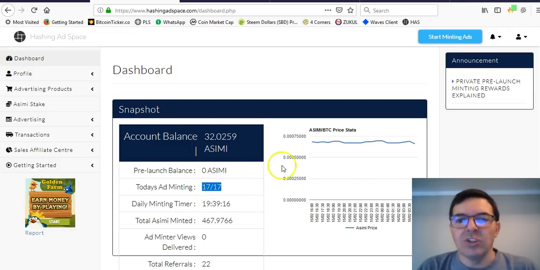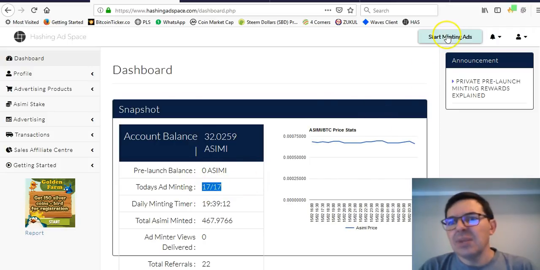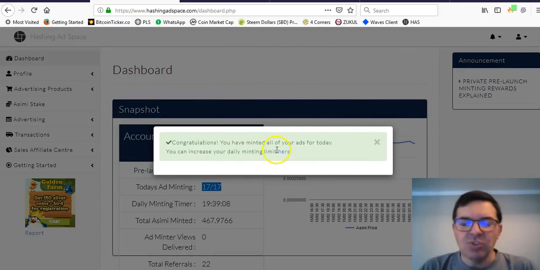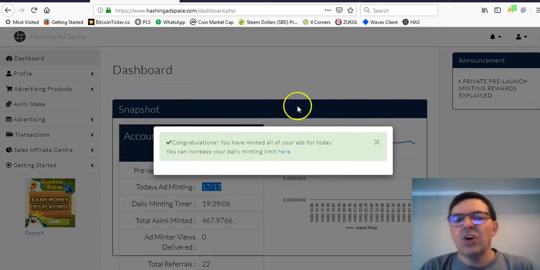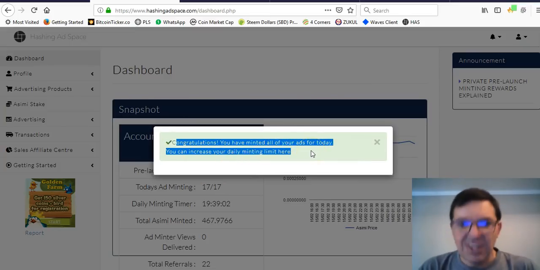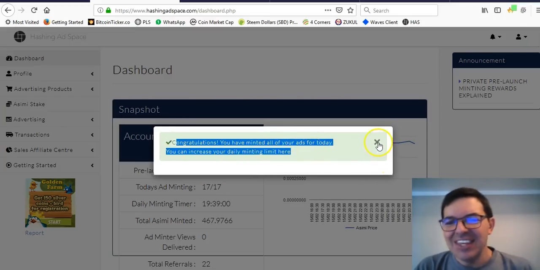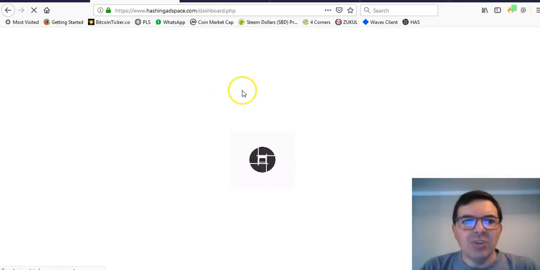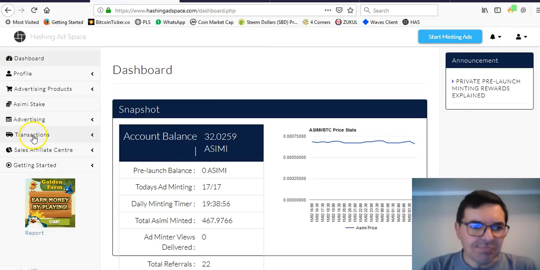So I've already watched all my ads here, but I click on Start Minting Ad, and then the ad will show for 7 seconds, and then I can go back to my dashboard. Here you can see I've already watched my ads for today. So I've already done my work. And then I'll just show you what I earned yesterday.